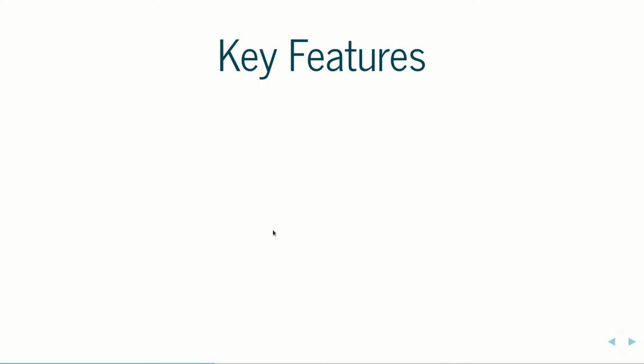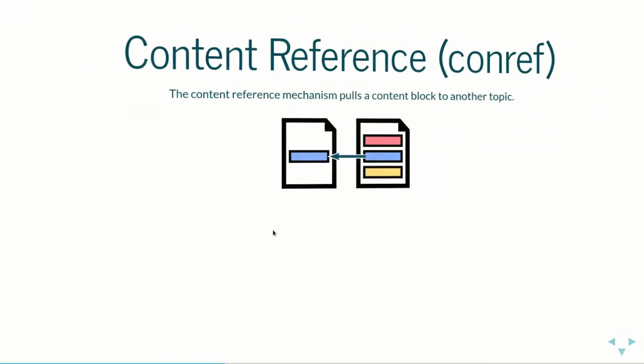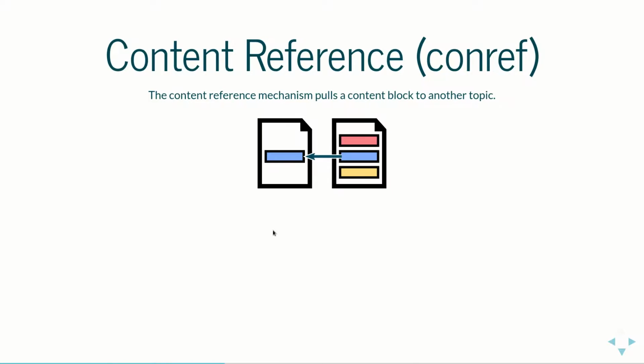And now I'm going to show you some more key features and examples of the DITA Open Toolkit and DITA architecture. So there's a mechanism called content reference. What you can do with DITA is, for example, create database topics and pull information chunks from these topics to other topics.